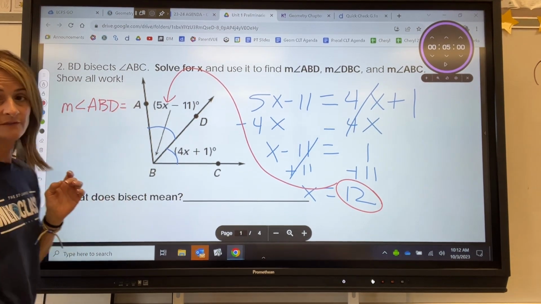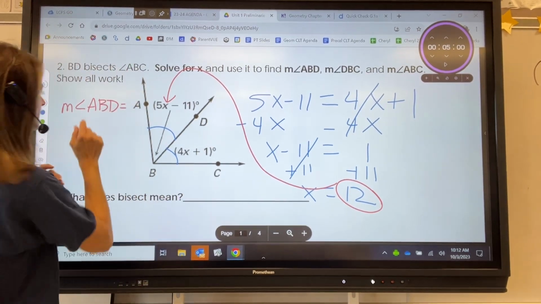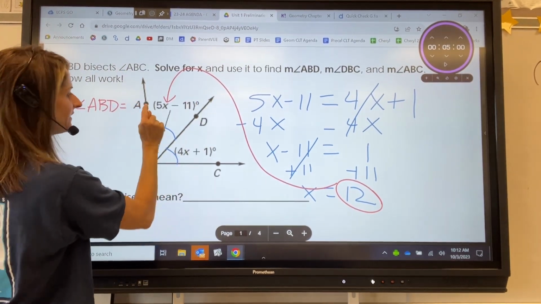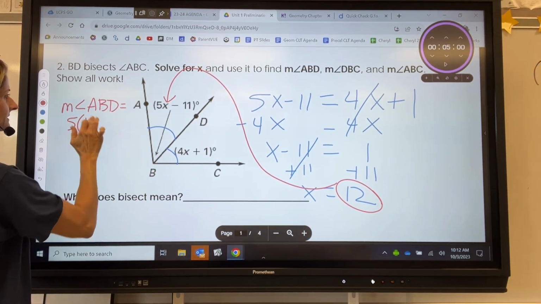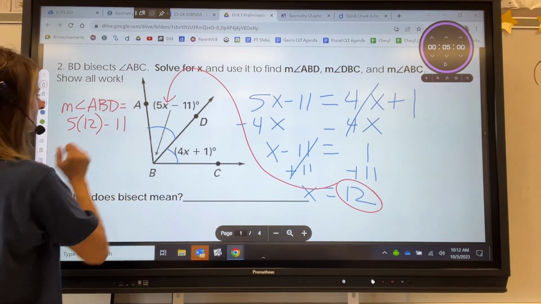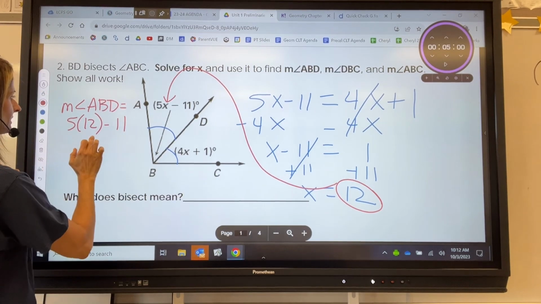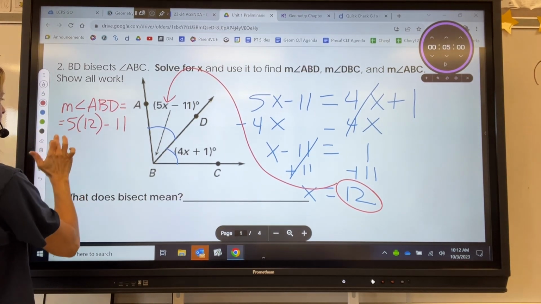49. Did you say 49? All right, let's see what happens. The measure of angle ABD is 5 times x, and then minus 11. So we got 60 minus 11, 49. 49 degrees.